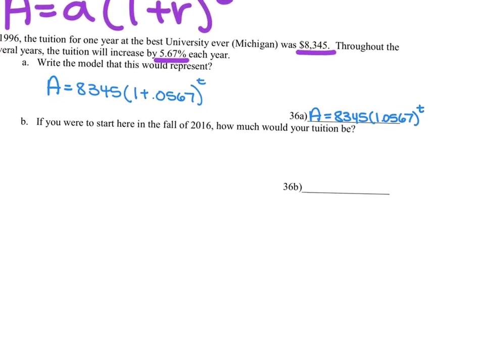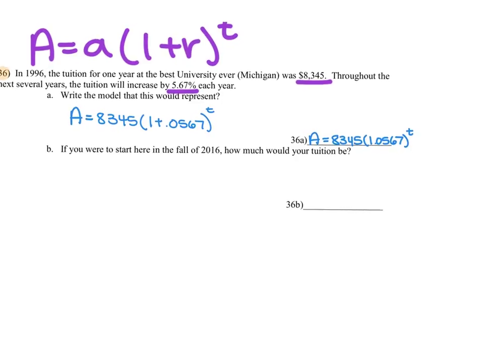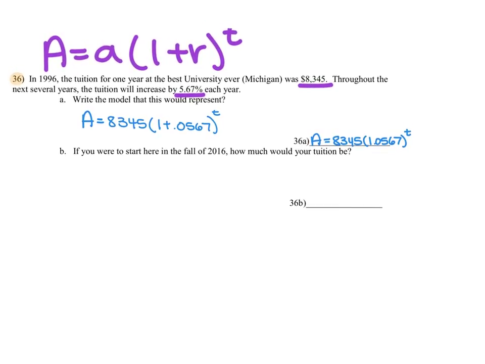And now it says if you start there in the fall of 2016, how much would your tuition be? So we have to figure out how many years have passed since the beginning. And it started calculating this in 96. So 96 to 2006 is 10 years and another 10 years, so 20 years has passed.